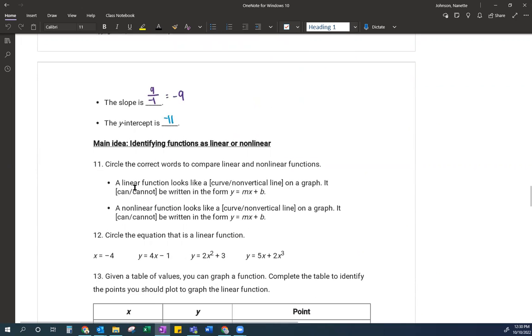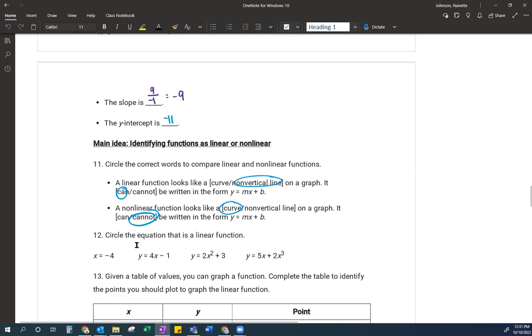Okay, so then it says circle the correct words to compare the linear and nonlinear functions. A linear function looks like a line on a graph. It's a line. It can be written in the form y equals mx plus b. A nonlinear function looks like a curve, and it can't be written as y equals mx plus b. It has a totally different structure.